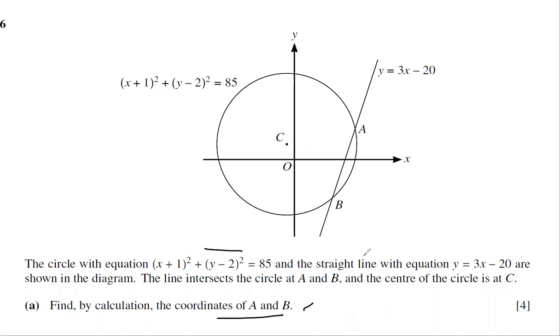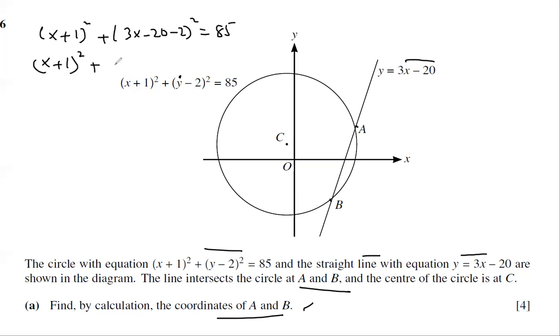The circle equation is given, and this straight line with the equation y is equal to this, are shown in the diagram. The line meets the circle at 2 points. These are the 2 points where it intersects. So in terms of y, I would be replacing this equation over here. Because of the intersection, this becomes (x plus 1) whole square plus y, and this y becomes 3x minus 20, minus 2 whole square is equal to 85. So this becomes (x plus 1) whole square plus (3x minus 22) whole square is equal to 85.